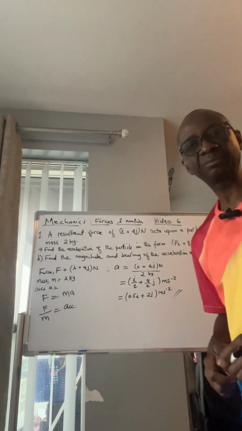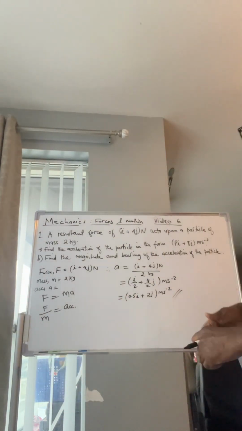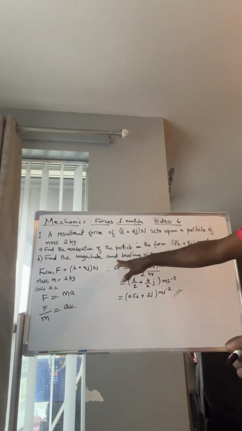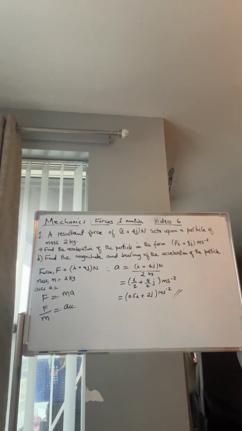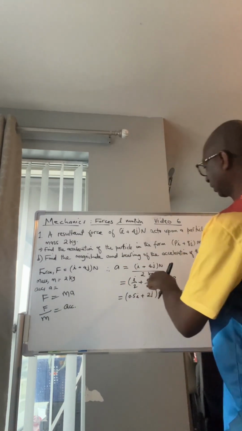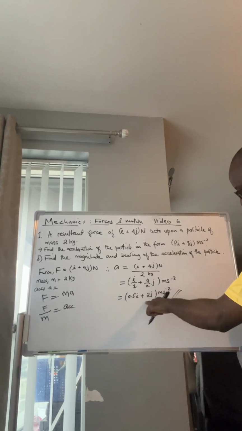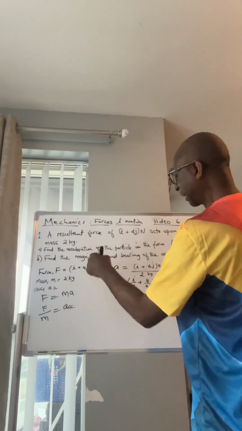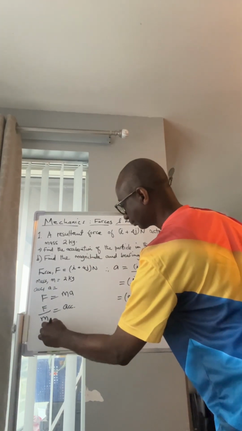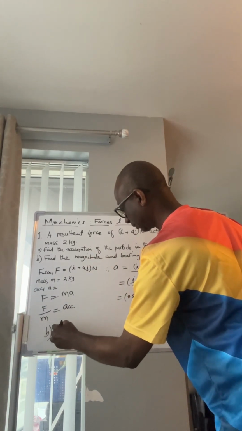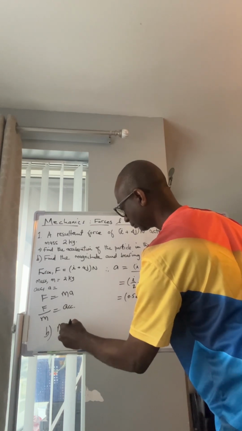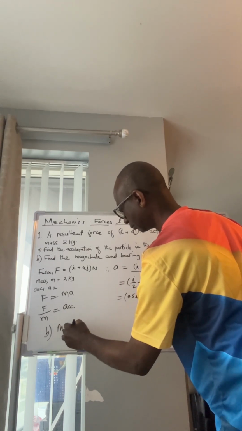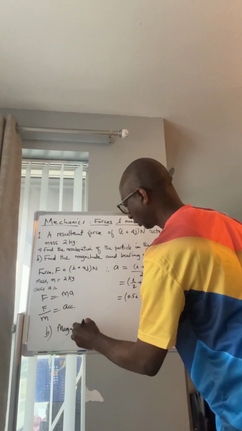Okay? Fine. Part B says find the magnitude and bearing of the acceleration. Now this is the acceleration, and you want to find the magnitude. So B, magnitude of acceleration.